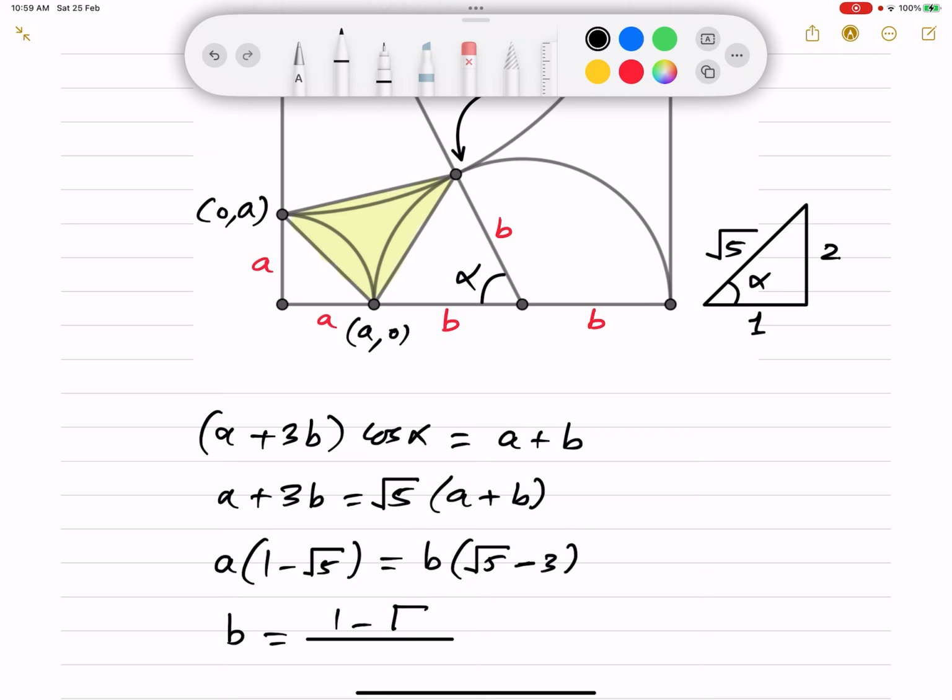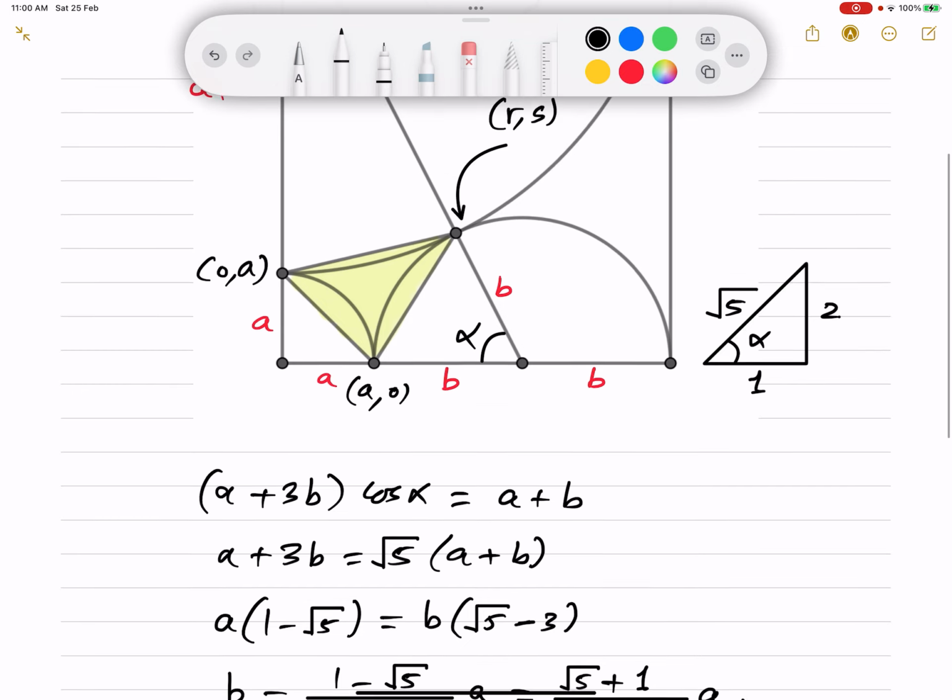So from that, we can get a value for B as a function of A, which is basically (1 minus the square root of 5) divided by (the square root of 5 minus 3) multiplied by A. This can be rewritten by rationalizing the denominator, multiplying by the square root of 5 plus 3 in both the numerator and the denominator. That's going to give us (the square root of 5 plus 1) divided by 2 multiplied by A. You can double check this, but it is true. So now we have successfully expressed B as a function of A.